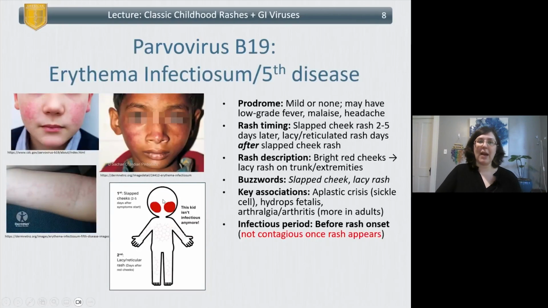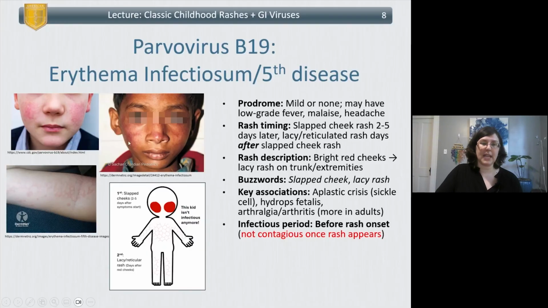All right, let's talk about parvovirus B19, also known as erythema infectiosum, also known as fifth disease. So typically in terms of a prodrome, it's very mild, or there may even be no prodrome. There might be a low-grade fever, malaise, headache. You have a slap cheek rash. So this is this classic red rash that looks as if perhaps somebody was slapped because of the location of the redness.